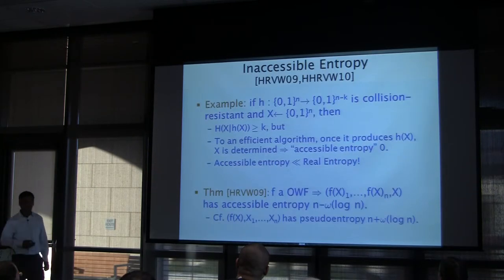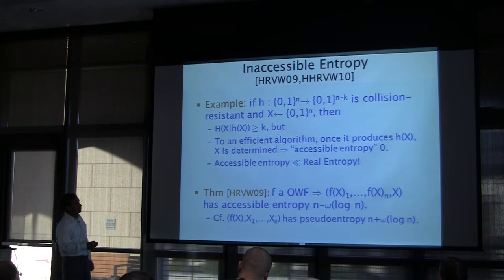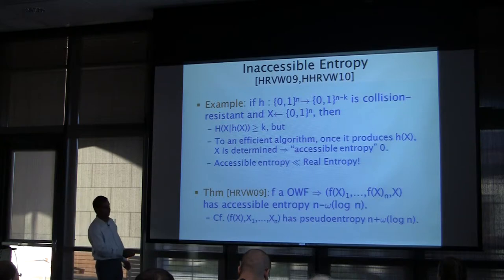One can generalize and come up with a general notion, which we maybe should now call next-bit accessible entropy. And what we can prove is that if f is a one-way function, I look at a very similar construction as before: I look at f of x and then x, except that I break f of x into bits, and I don't need to break x into bits. This thing has next-bit accessible entropy smaller than its real entropy, n minus something super-logarithmic in n. So not only did the notion seem dual, the construction seems very dual to the other one that we had.